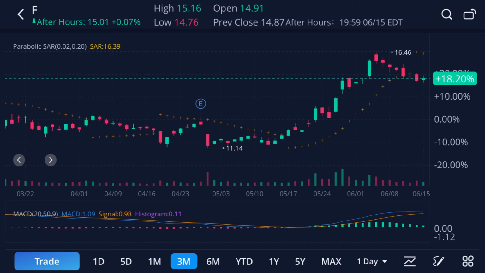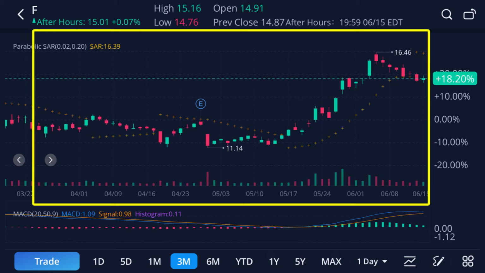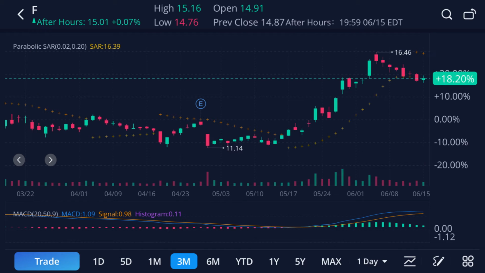This indicator is usually shown above where the stock prices are. It's also really easy to understand because when the price is above the series of dots, then it's understood to be a bullish signal and to stay in the trade. If the dots are above the stock price, then you should be looking to exit the trade or decrease your position.